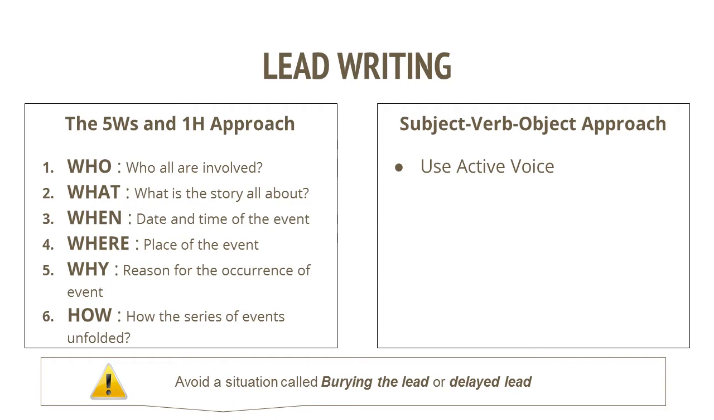The 4 W's, who, what, when, where, and 1 H, how, give the factual details of the story, and the why question helps in getting to the core of the issue and its reason for happening. The subject, verb, object sentence structure makes the idea of the lead straightforward. Hence, using active voice is the favored way of writing a lead sentence. Also, we need to take care that failure or delay in writing a lead containing the most important information of the story reduces its impact and is known as burying the lead or delayed lead.